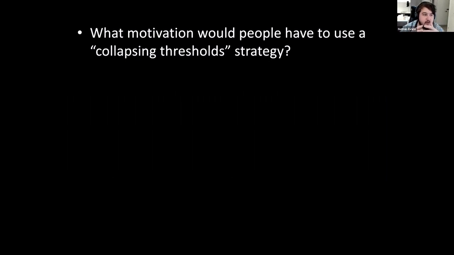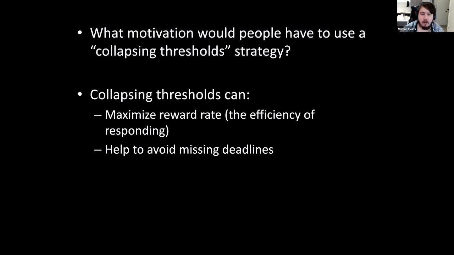I guess the first question then becomes, well, what might motivate people to use a collapsing threshold? There are several reasons that I won't get into too much, based on optimality perspectives. One is that collapsing thresholds will, in almost every circumstance, maximize reward rate, which is to make you respond as efficiently as possible. Getting back to what someone talked about before, is there a best threshold to set? These thresholds will allow you to maximize efficiency even further than a fixed threshold under most circumstances.